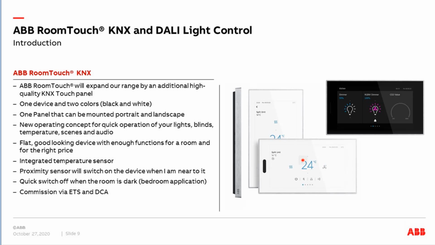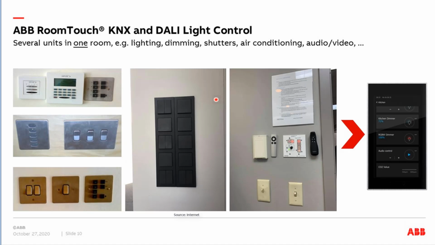What is new is that the ABB RoomTouch is now commissioned via the ETS and the so-called DCA app. Here you can see some pictures of a typical meeting room. You have several units, one unit for controlling the light, another one for HVAC, and another one, for example, for the shutters or the curtains. Here you have maybe 10 operating elements in one room, unbelievable. Or in a typical meeting room, we have switches for the light, for example for the media control, and I think this is for the shutters, and additionally a guidance on how to operate all these devices. Unbelievable. So now what is easier?